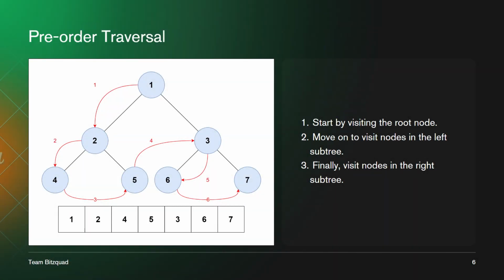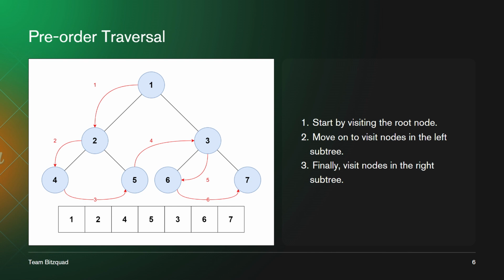Now, let's talk about another method of exploring trees called pre-order traversal. Imagine you are on a camping trip and you come across a group of trees. Here's how you decide to explore them. First, you visit the tree right in front of you, the one you are currently at. Then, you move on to explore all the trees on your left. Finally, you explore all the trees on your right.